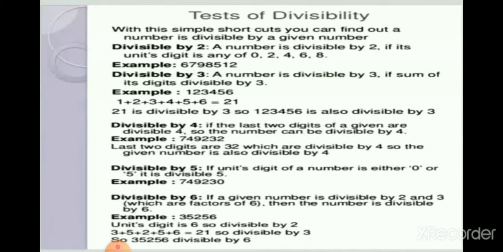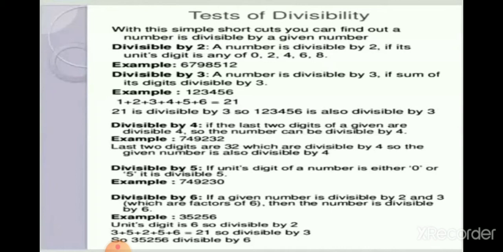Now let us see whether the number is divisible by 4. If the last two digits of the given number are divisible by 4, then the number is divisible by 4. Here the number given is 7,49,232. The last two digits are 32, which are divisible by 4. So the given number is also divisible by 4.